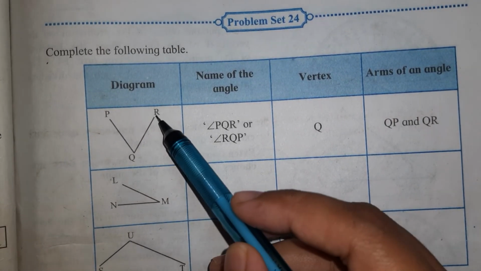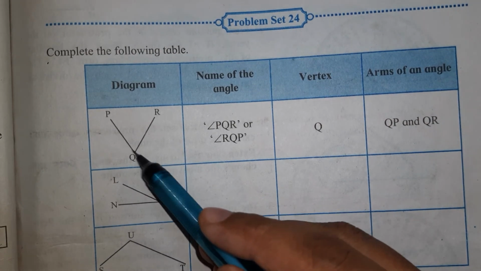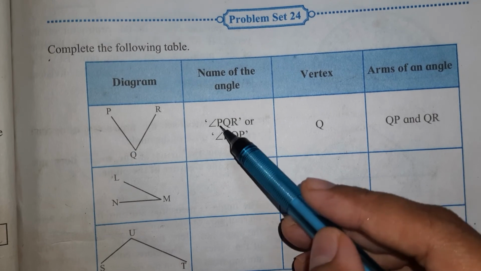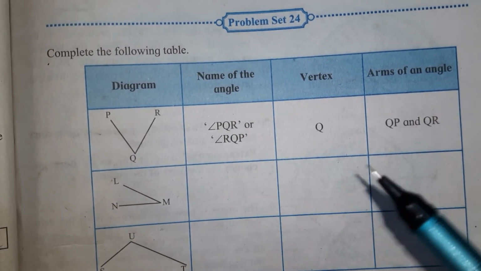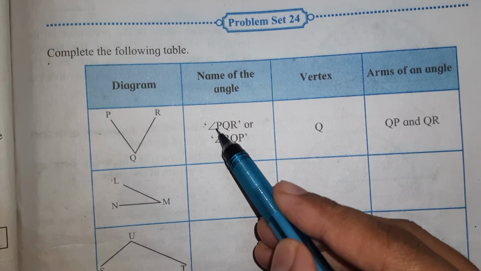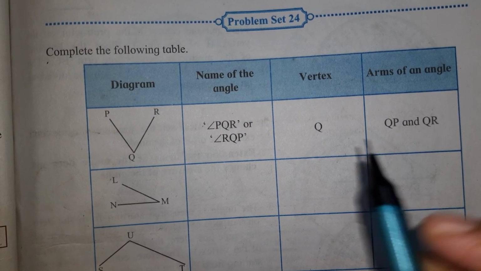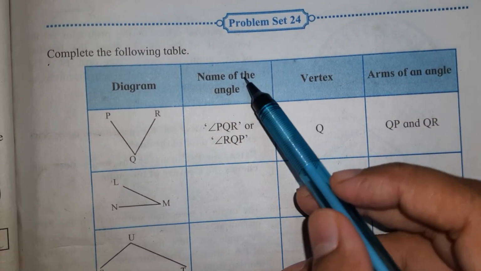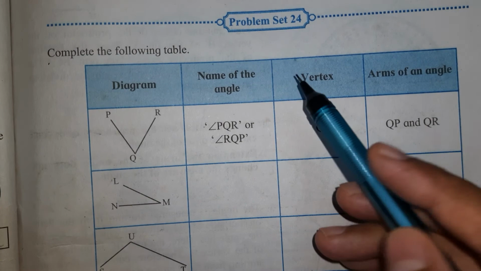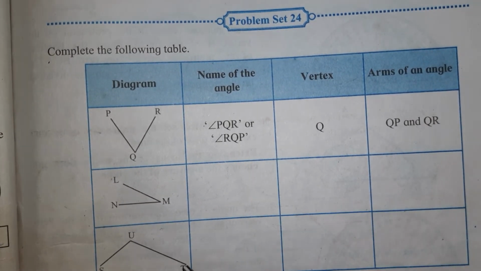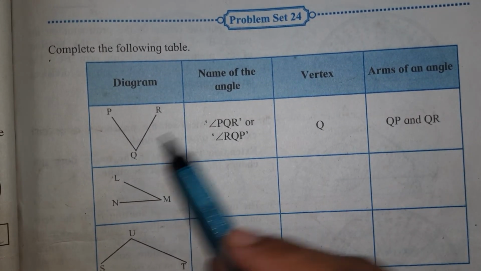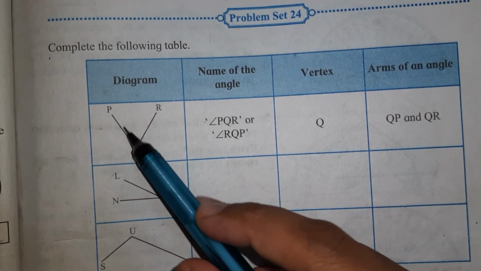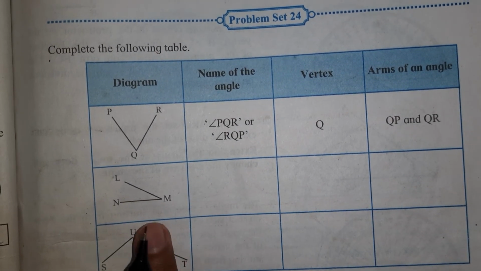So what is the name of the angle? Angle PQR or angle RQP. Q is the vertex. So Q should be in the center and the remaining 2 alphabets on left and right. और ये एंगल सिंबल लगाना इट इज कंपल्सरी, मस्ट. इसके बिना नाम पूरा नहीं होगा. Understood? So the name of the angle is angle PQR and angle RQP. What is the vertex of the angle? Q. And which are the arms of the angle? QR and QP.